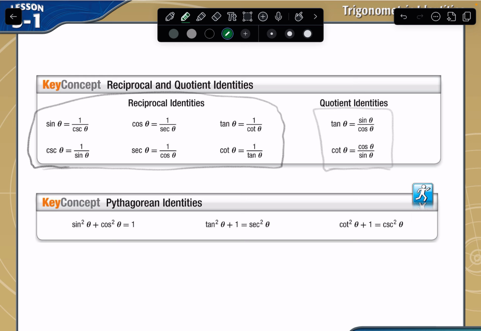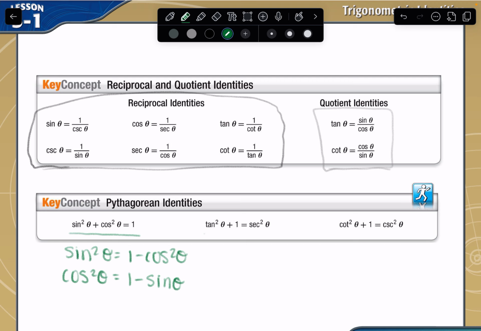For these, and you can add these to your orange paper, there are other ways to write them. What I mean by that is you may not always see sine squared plus cosine squared equals 1. You may see it where sine squared is equal to 1 minus cosine squared, or you may also see cosine squared is equal to 1 minus sine squared. So it's just a different format of writing that. Same thing with the other ones.